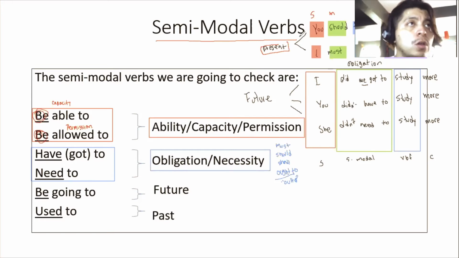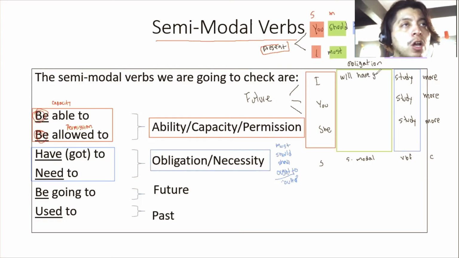If it is in the future, you never say, you will should. No. I will must. No. That's impossible. Should and must continue to be the way they are. What you have to change is the semi-modal verb. The semi-modal verbs can be conjugated to the future. Have got to changes to will have got to. I will have got to study more. Have to, I will have to study more. Need to, I will need to study more.